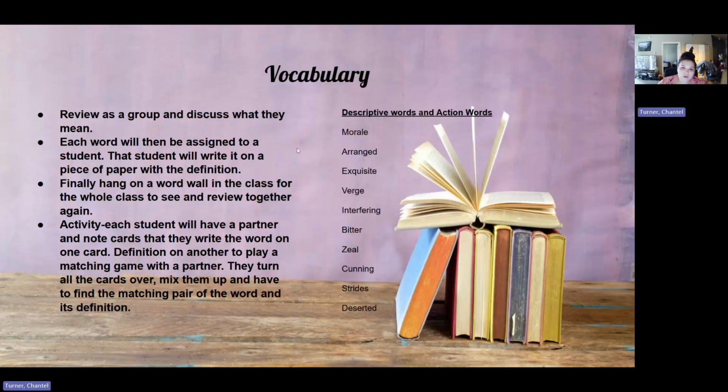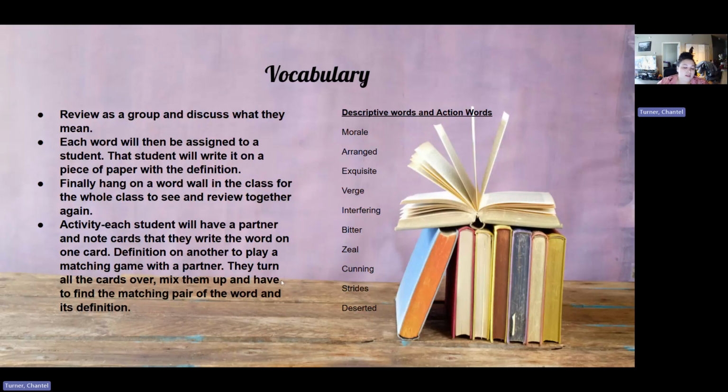Vocabulary: I chose 10 words that are descriptive words and action words. First, my class will review as a group and discuss what they mean. Each word will then be assigned to a student. That student will write it on a piece of paper with the definition. Finally, hang it on a word wall in the class, at the front for the whole class to see and review together again. So every time these words come up through the novel, we'll be able to reference them on the word wall right away.